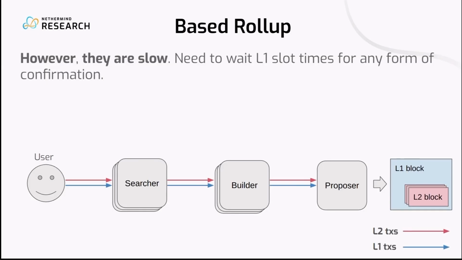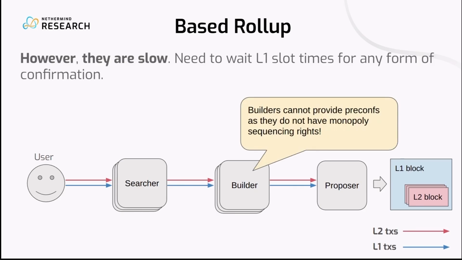However, based rollups have a problem: they are slow. You need to wait L1 slot times for any form of confirmation. The end user has to wait until the final L1 block is actually published to know what the result of their L2 transaction was. And builders cannot provide preconfs, at least a strong form of preconf which gives strong guarantees, because they do not have monopoly over the sequencing rights. There are many builders competing over the right to construct this L1 block. So any single builder cannot say, hey, I'm going to 100% win the auction and propose the block, so I can provide you a preconfirmation. Nobody can do that.